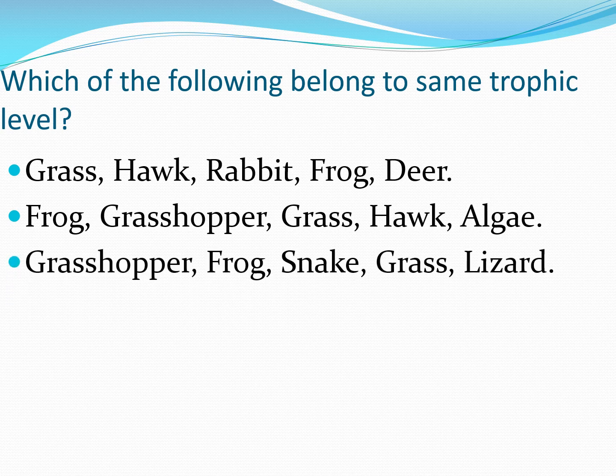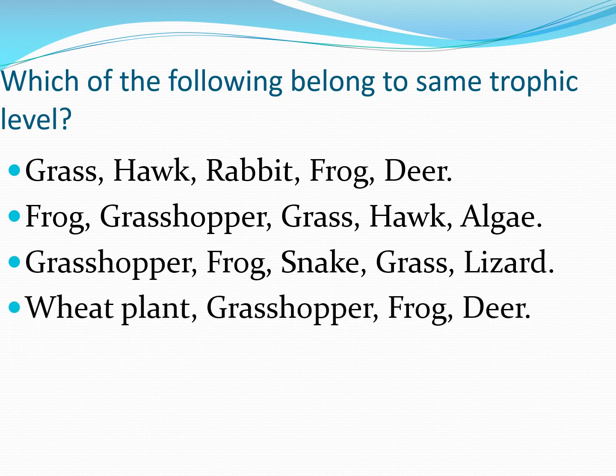Next, grasshopper, frog, snake, grass, lizard. Here frog and lizard belong to the same trophic level, that is secondary consumer. So grass is the primary producer, grasshopper is the primary consumer, and frog and lizard are secondary consumers, and snake is tertiary consumer.